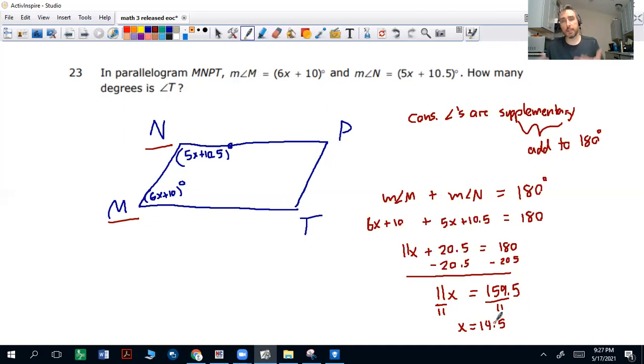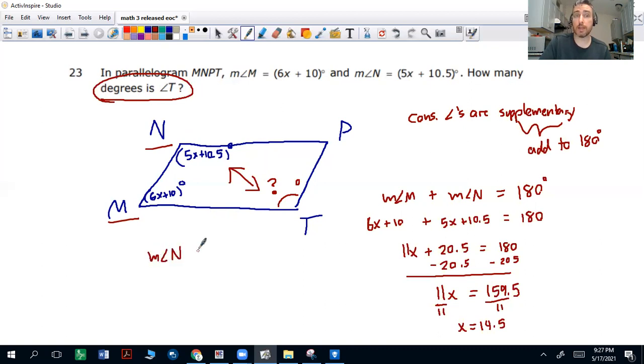All right, so now what? We got the value of x. It says how many degrees is the measure of angle t? So we actually have to figure out the angle measure of angle t. Now think about where t is. Is that opposite of angle M or angle N? It's opposite angle N. So those two angles are congruent. The measure of angle N is equal to the measure of angle t.